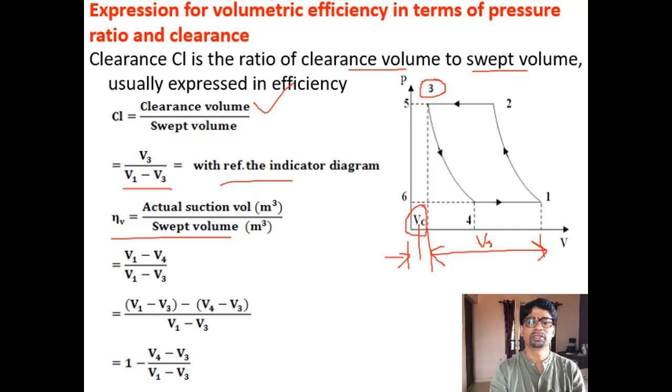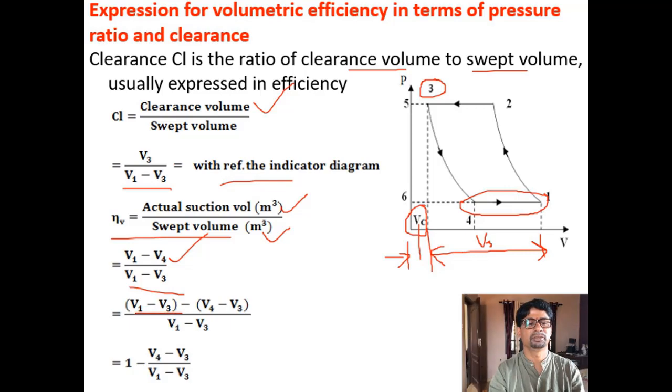So actual suction, as all of you know, takes place from 4 to 1. So actual suction is V1 minus V4 in meter cube. Okay, and swept volume is, just now you wrote, V1 minus V3 in meter cube. Now make a small adjustment here. So I'll add and subtract V3 in the numerator. So V1 minus V3, I will add, I will subtract minus V3 from V1, so I will add plus V3. So minus is taken outside, so inside the bracket it is V4 minus V3. So this minus is already there. Okay, the denominator is as such.